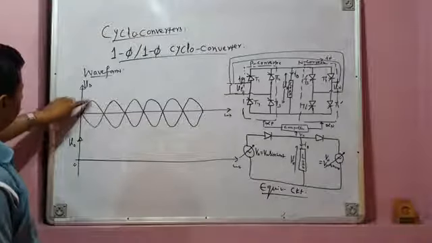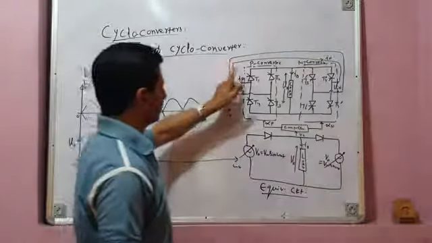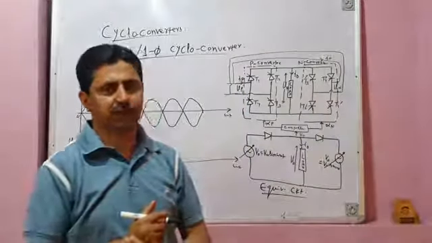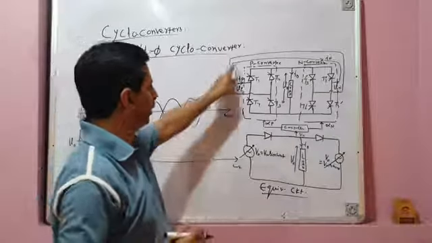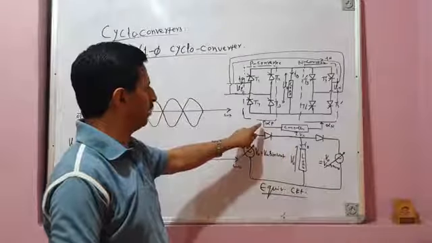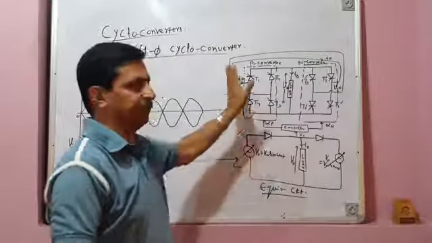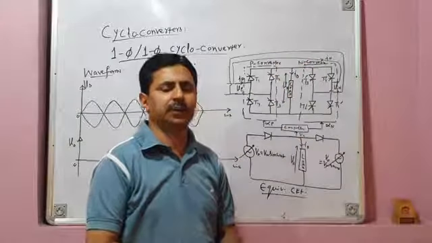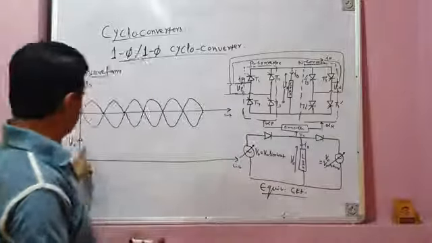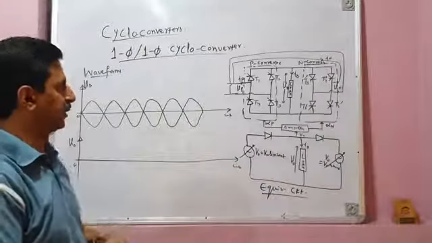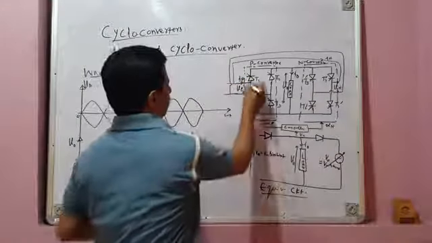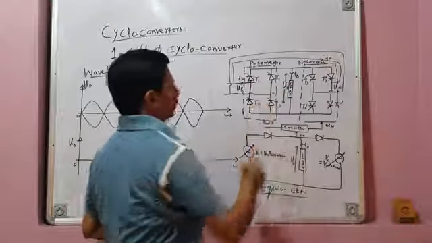Now during the positive half cycle of source voltage, let us consider, across the load, I first want to produce the positive half cycle of voltage. For producing the positive half cycle of voltage, you have to put the P converter into operation. So your controller will issue firing pulses to the thyristors of the P converter only, and it will not issue firing pulses to the thyristors of the N converter. Since this is a positive half cycle of source voltage, it means this terminal is positive with respect to this.